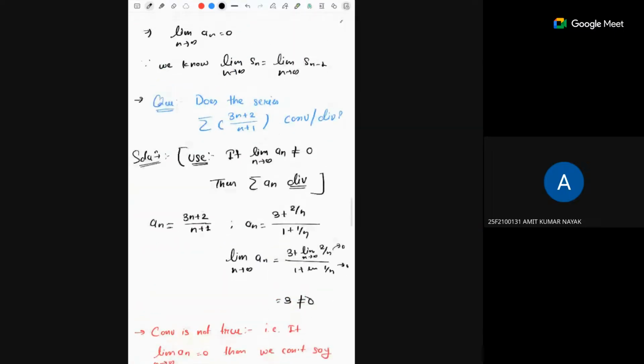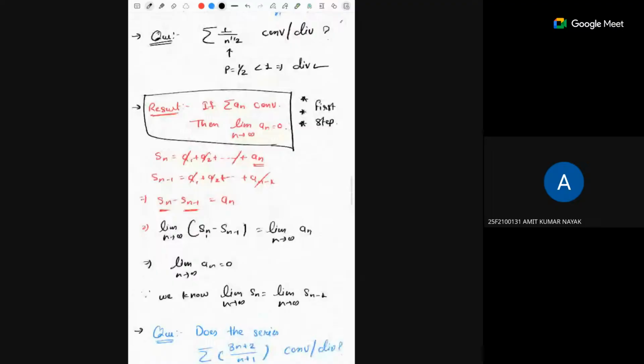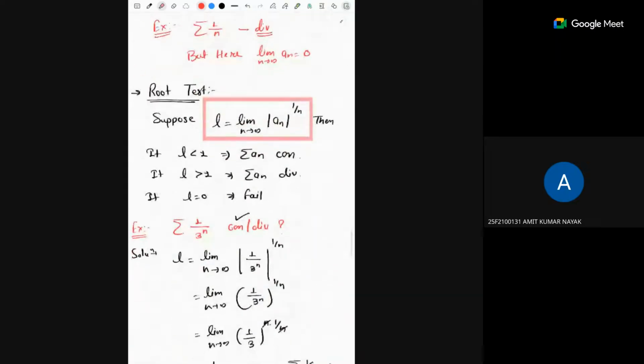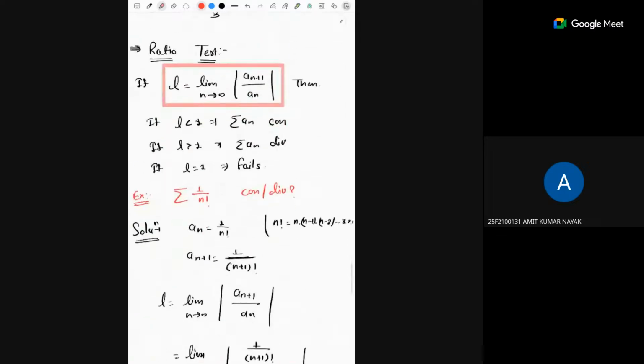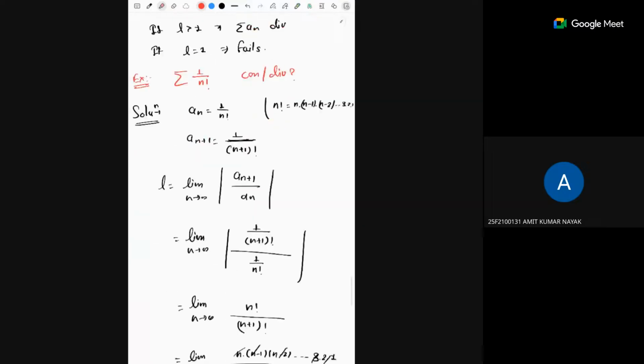So far we have talked about three facts. First, you have to check whether limit n goes to infinity of a_n is 0 or not. Second, if that is 0, then you can go to the root test or ratio test depending on the expression of the series. If it involves some power of n, then the root test would be better. If it involves something like a factorial, which can be easily solved using the ratio test, then you use the ratio test.